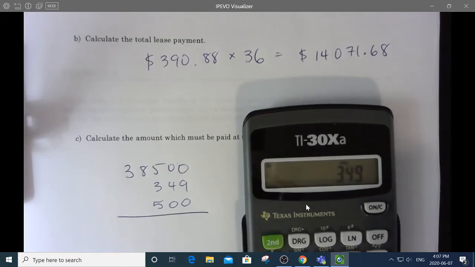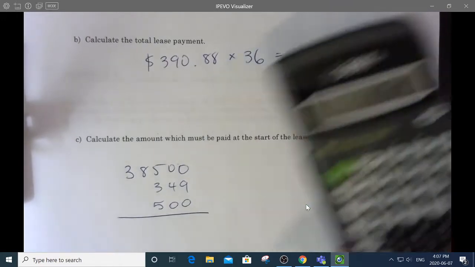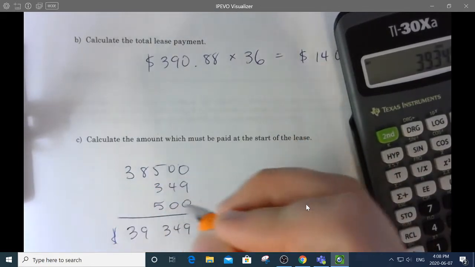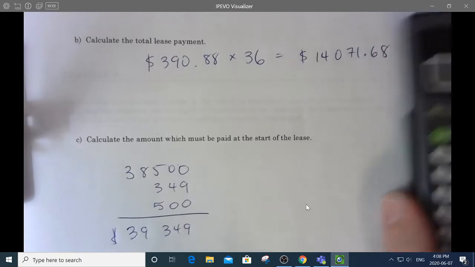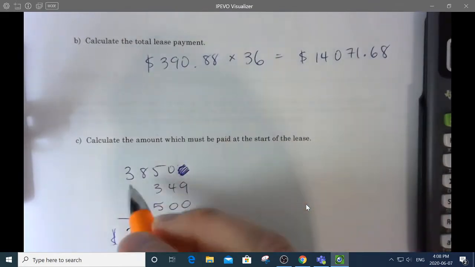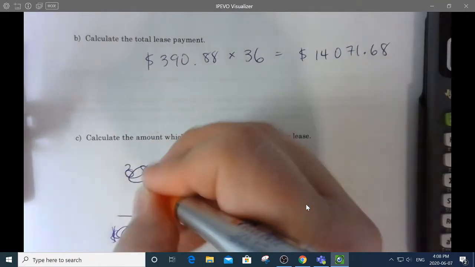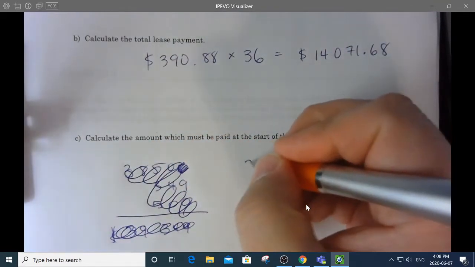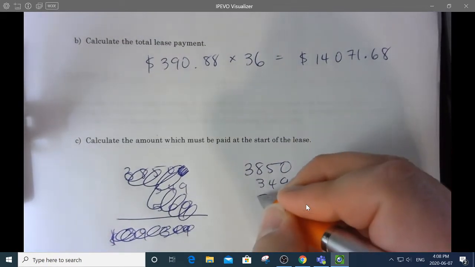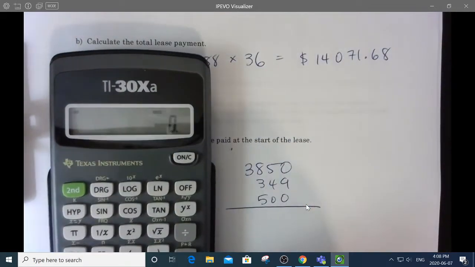So 3,850 plus 349 plus 500 is 39,349. 39,000. Oh, that can't be right. What? Oh, whoops. Yeah, you probably caught my mistake before I did. I put one too many zeros here. That'd be one heck of a down payment. $38,500. Ugh, why don't I just cross this out? See, this is why I never work in pen. It's $3,850 for a down payment. My apologies, guys. $349 and $500. Boom, that's better. Okay, good thing I saved that other number because I had to erase my calculator now.